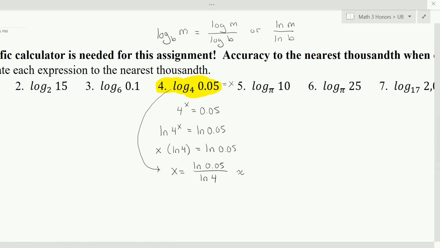No. But what do we get? Negative 2.161. Okay. Was everybody able to get that on their calculator? Some of your calculators are tough to work because they're backwards. Like, Chase, were you able to get that okay? All right.